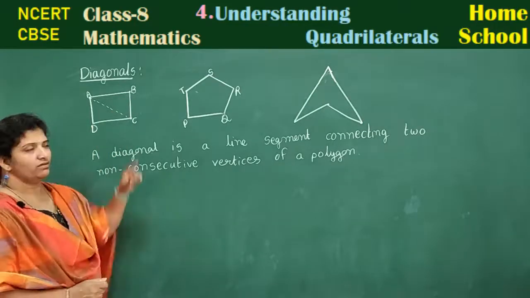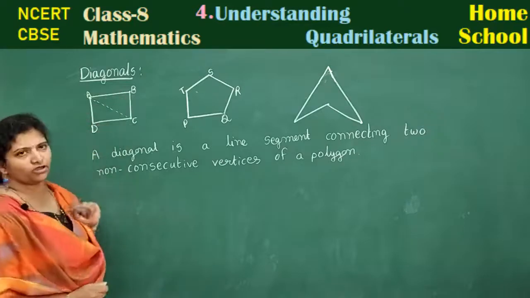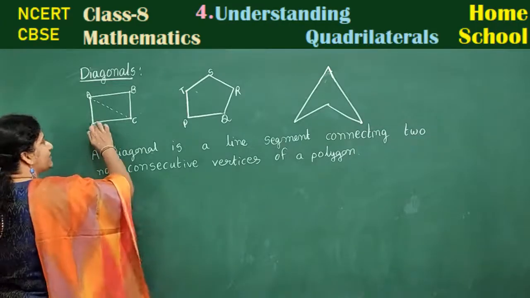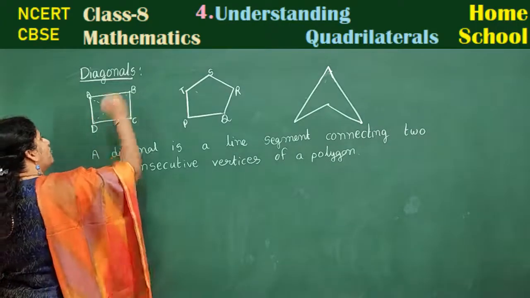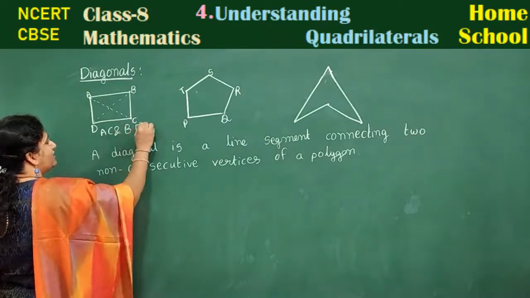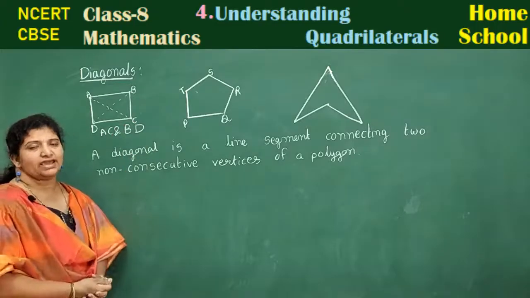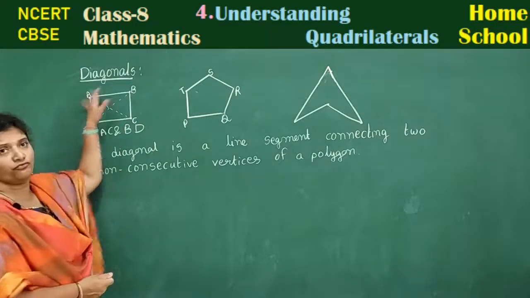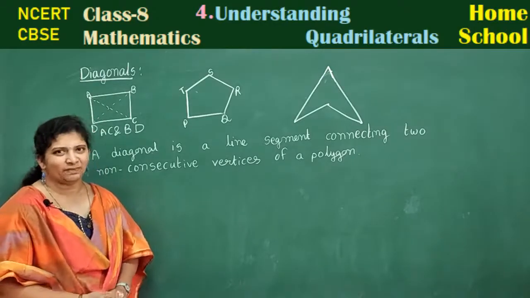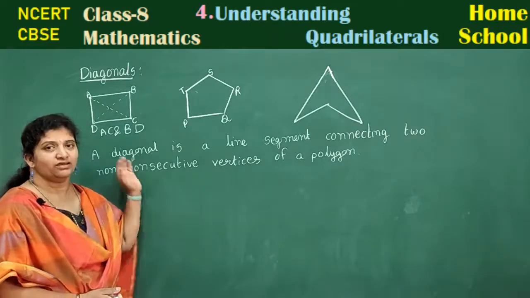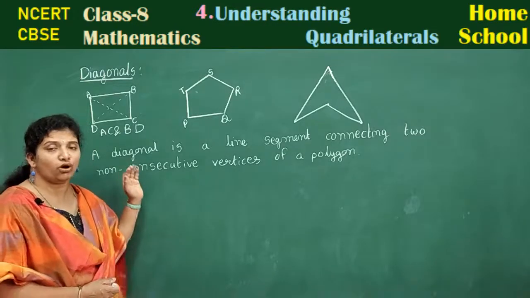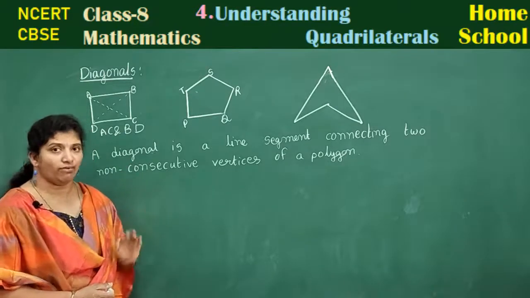Similarly, for B, A and C are consecutive. D, which is opposite to B, here you can see D. Then from B to D you can join. Therefore, AC and BD are the diagonals. AC and BD are the diagonals of a four-sided polygon. What is it? It is a quadrilateral. Okay, understand carefully. A diagonal is a line segment joining two non-consecutive vertices of a polygon.